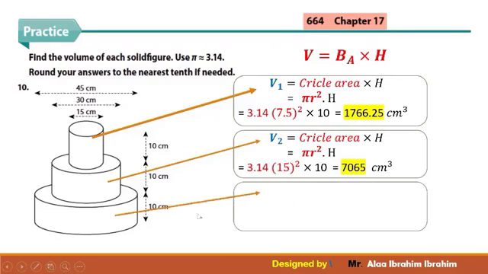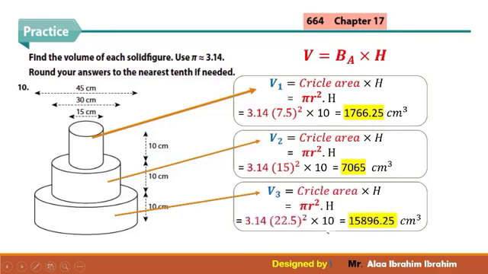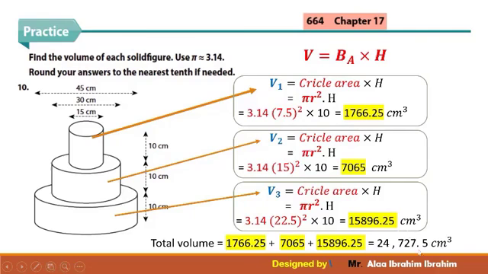Then the last cylinder, this alone, this the diameter 45. So I bring the half of 45, 22.5 power 2 times 3.14 times 10. I have this number. Then I add all these results to find the total volume. So this is my result.